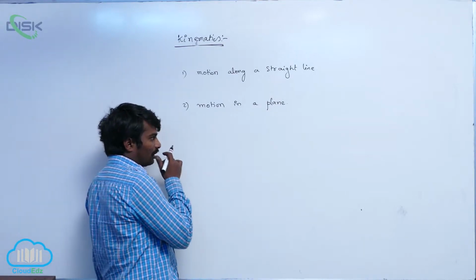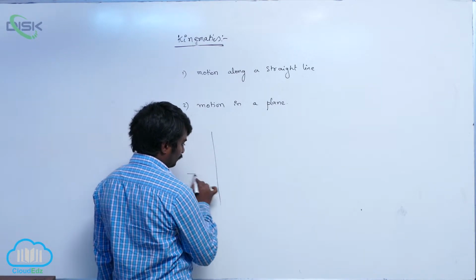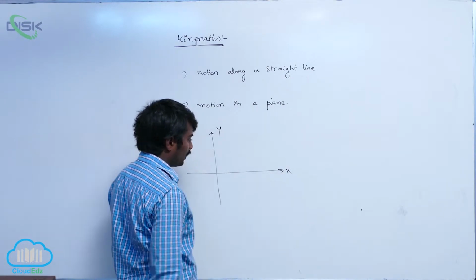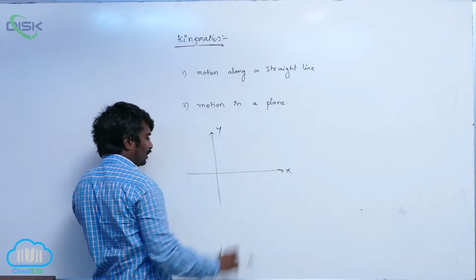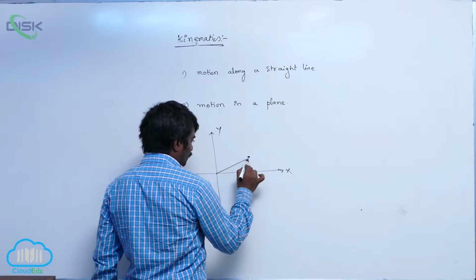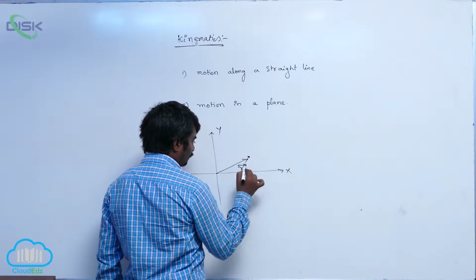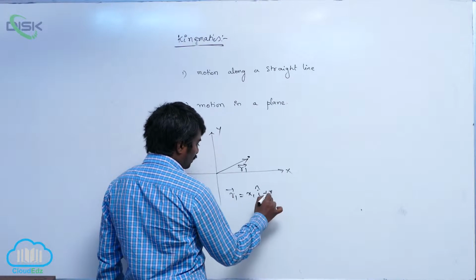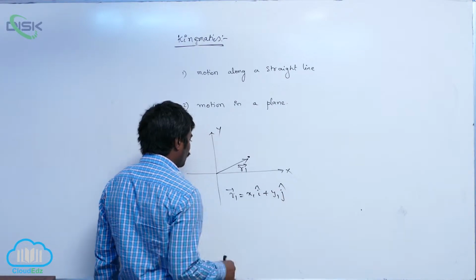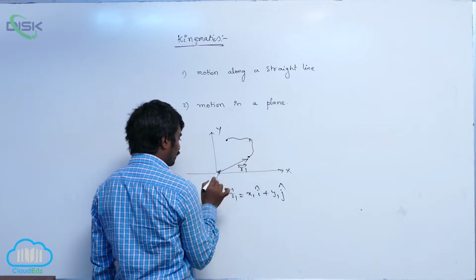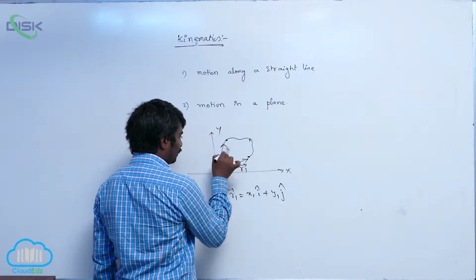Here let me define the position vector, which I am going to use many times. This is the y-axis, for motion in a plane I am discussing. Here is the object, so this is r1 bar. r1 bar is equal to x1 i cap plus y1 j cap, and in time t it follows this path and comes to this point.